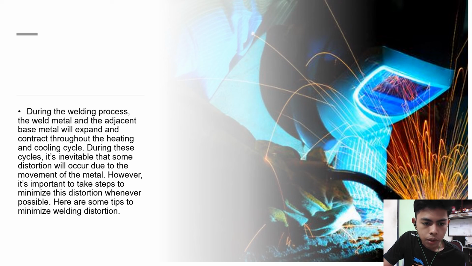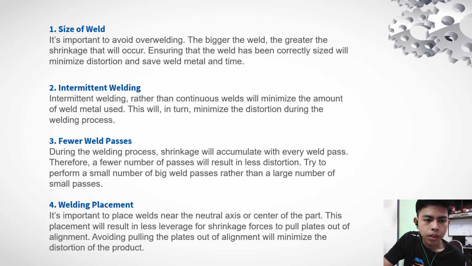During the welding process, the weld metal and the adjacent base metal will expand and contract during the heating and cooling cycle. During this cycle, it is inevitable that some distortion will occur due to the movement of the metal. So, how to minimize distortion?